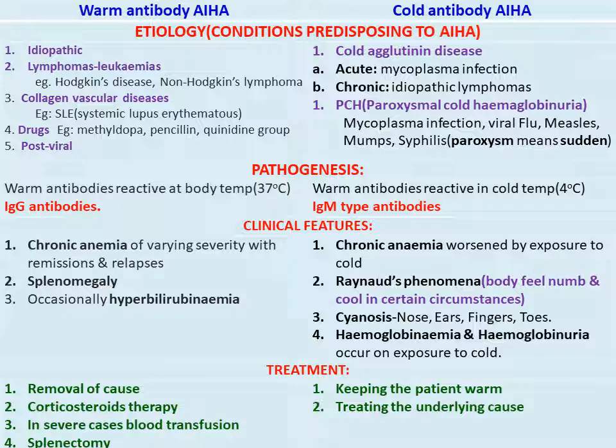For cold antibody autoimmune hemolytic anemia: keeping the patient warm and treating the underlying cause. So we should treat the cause, then we can cure cold antibody AIHA.